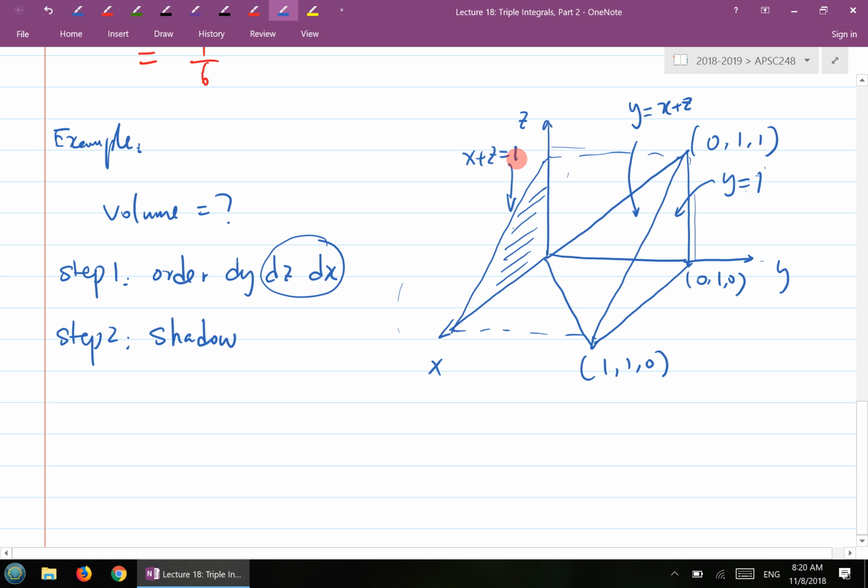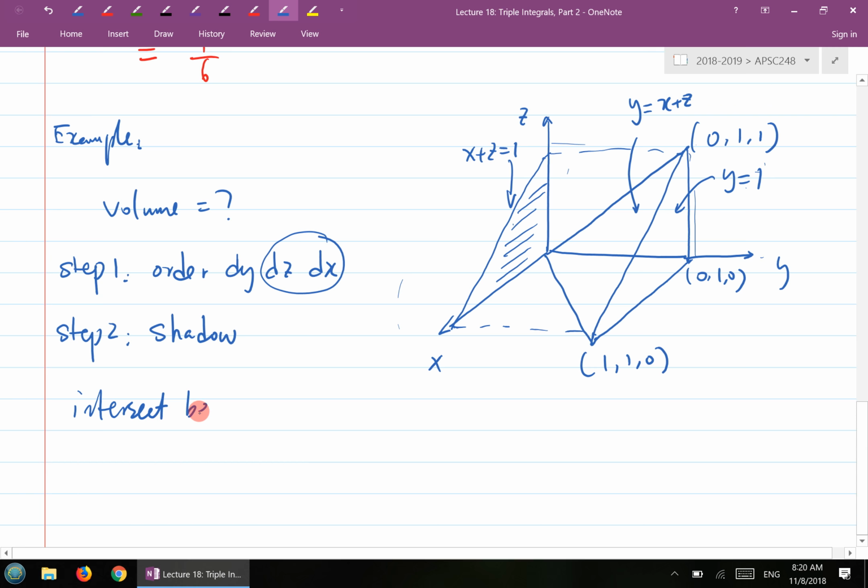Is that clear? So the intersection between y equal to x plus z and y equal to 1 gives us x plus z equal to 1. Simple substitution. Pretty much this is the key here.